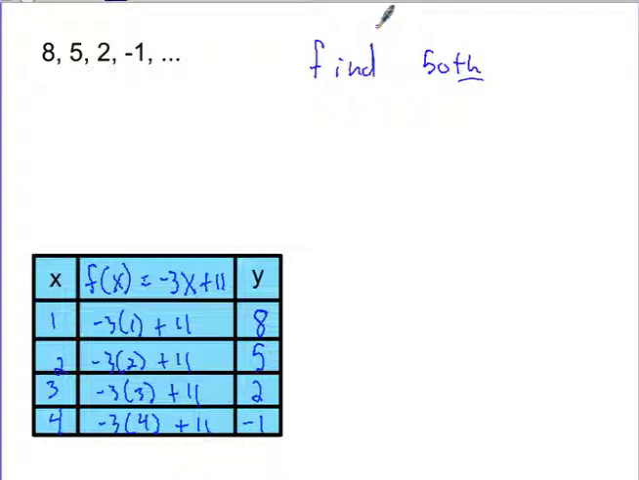But there is a formula that we can use that will work for any arithmetic sequence that makes finding that nth term or that 50th term a little easier, because you don't have to come up with a specific function rule. The formula will work for any sequence. So that's what we're going to look at today.